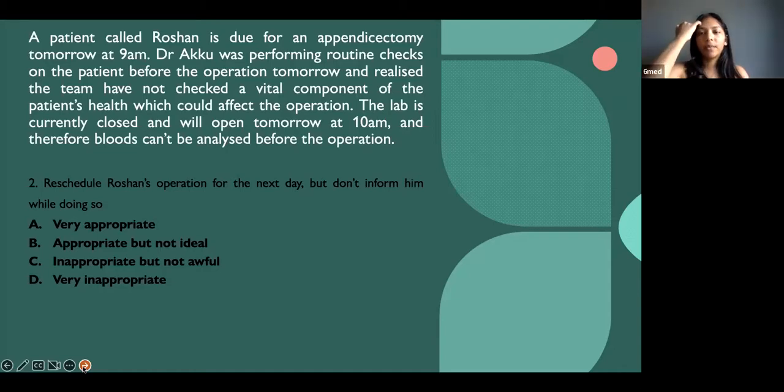Okay, halfway there for anyone else who's still thinking of their answer. Okay, that's time. So let's see what you guys have put down. Okay, most people saying D. So reschedule Roshan's operation for the next day, but don't inform him while doing so. Can someone who put down their answer as D explain why they've decided D rather than C?